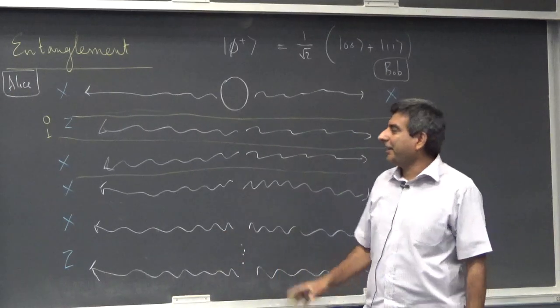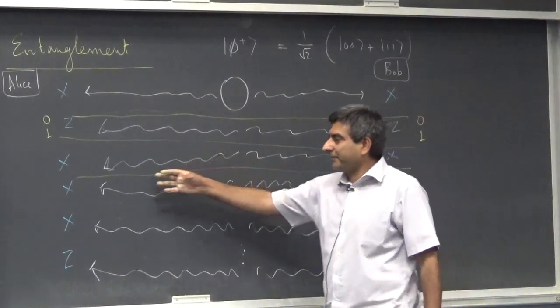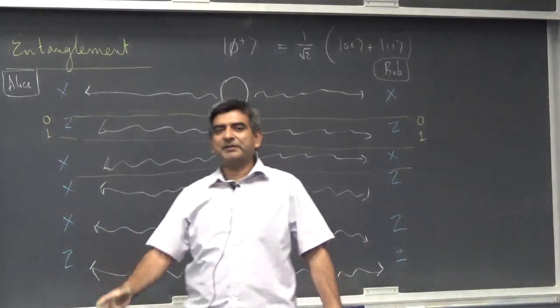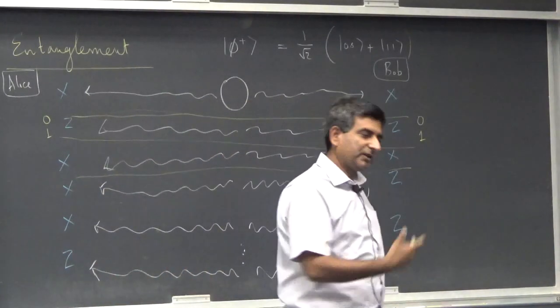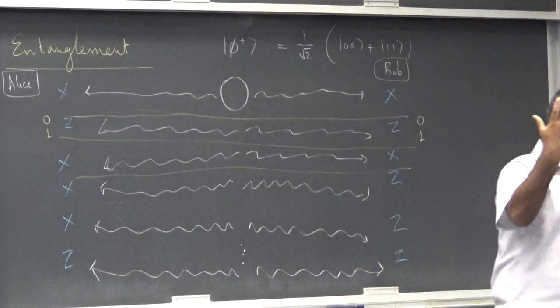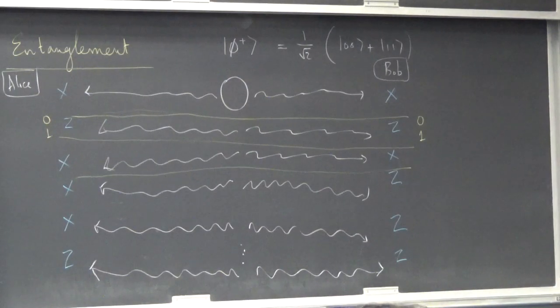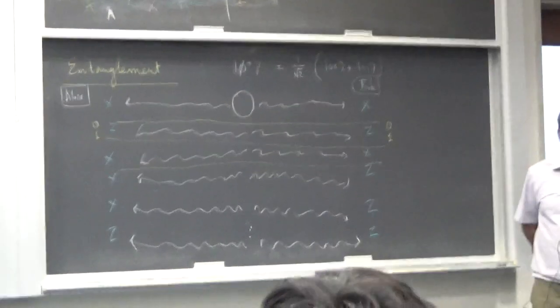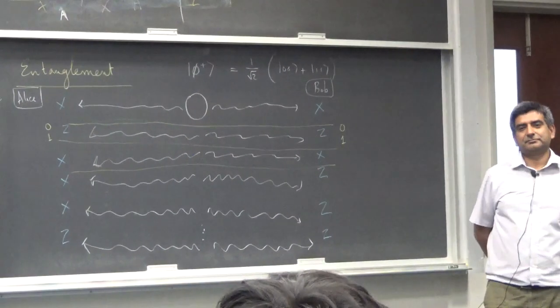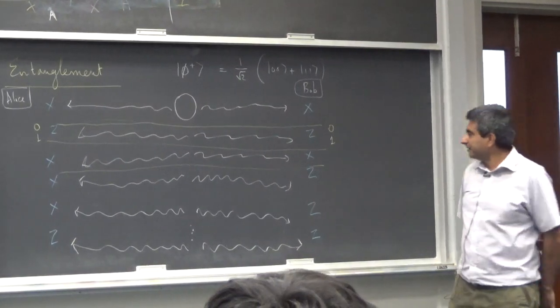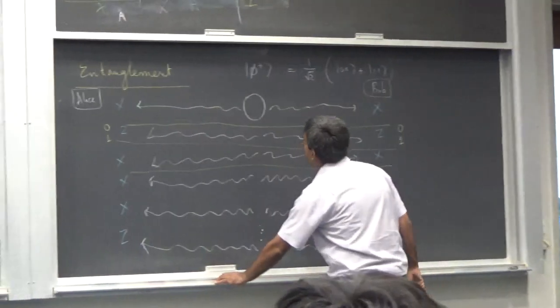Now, what happens if they change the perspectives? Alice and Bob each decide to measure in the X basis. What will be their outcome? Will it be correlated, uncorrelated, random? What's the output going to be? Still correlated. Perfectly correlated.